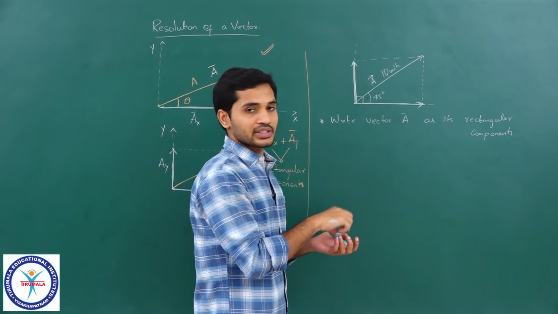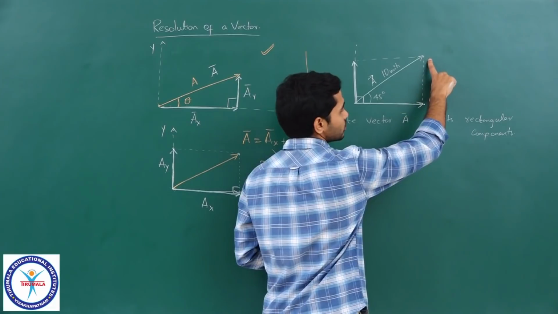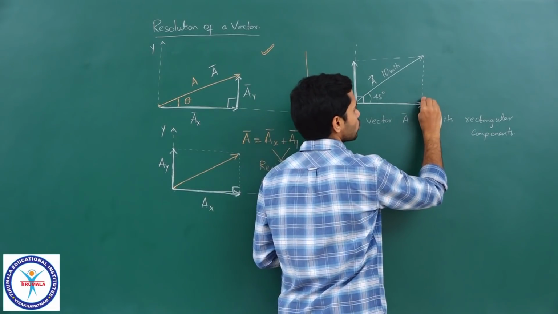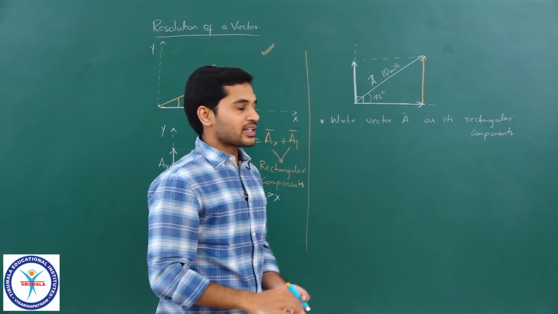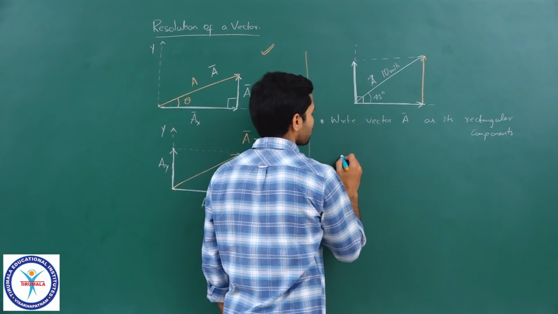So, if you want to do it this way, you can translate it to this position. You know that translating a vector is not going to change the value of the vector, correct? Okay. So, now I need to represent a bar.